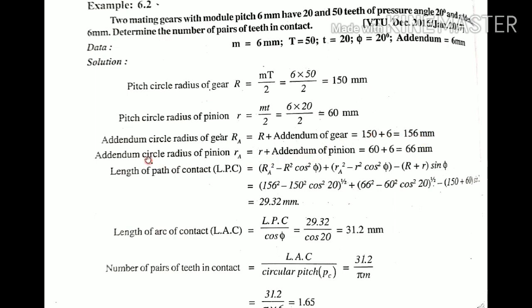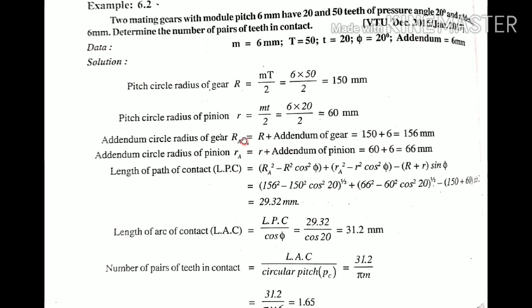Similarly, we need to find the addendum circle of the pinion. ra is equal to small r plus addendum of pinion. Small r is nothing but M small t divided by 2. Substituting small t as 20, you get 60 mm. Addendum for pinion as well as gear is the same. If it mentions only one addendum, you have to take it as the same for both. Suppose if they give different addendums, then you have to take the different addendum values. But here they mention only one value, that is 6 mm. Therefore, for gear as well as pinion, you have to take the same value.